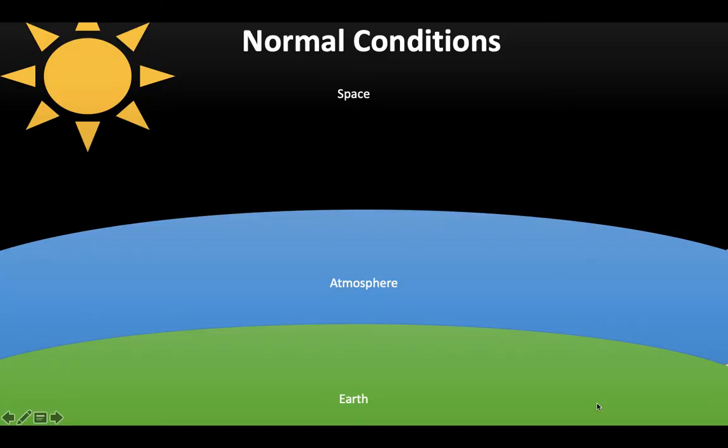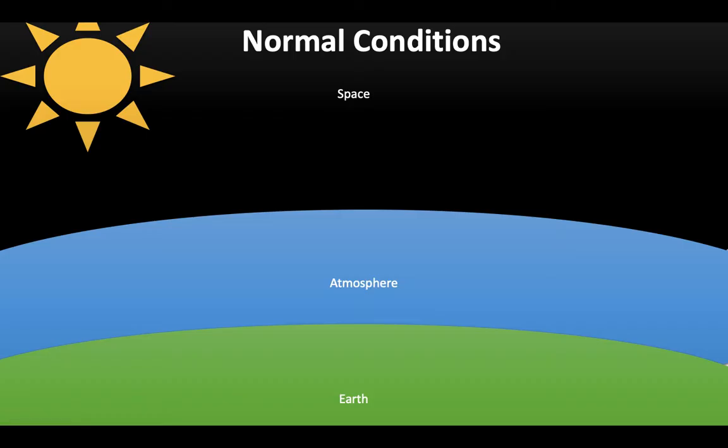So let me orient you. This is a little diagram here. At the bottom, I've got Earth, nice green circle. Above the Earth, I've got the atmosphere in which we live and breathe. And there are lots of different gases flowing around in there. And above that is space with the sun.